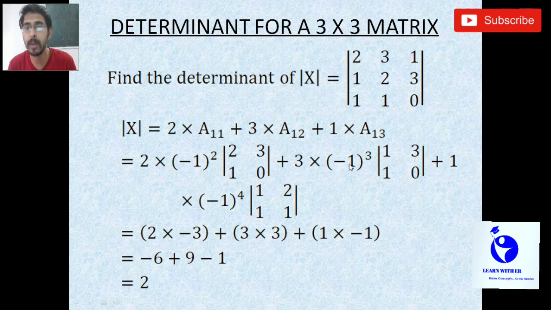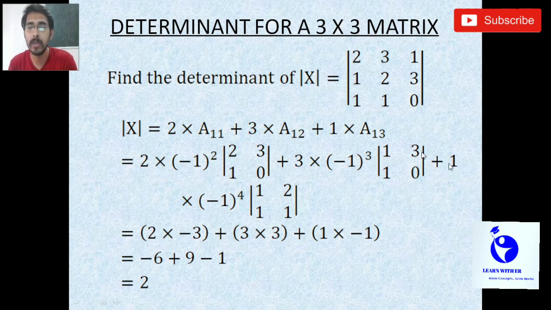Similarly, for the second one, 3 multiplied by, first of all, the minor, so this row and this column get eliminated, so 1, 3, 1, 0. And we are multiplying it with -1 to the power of its address, which is 1, 2, so it will be 1 plus 2, which is 3.